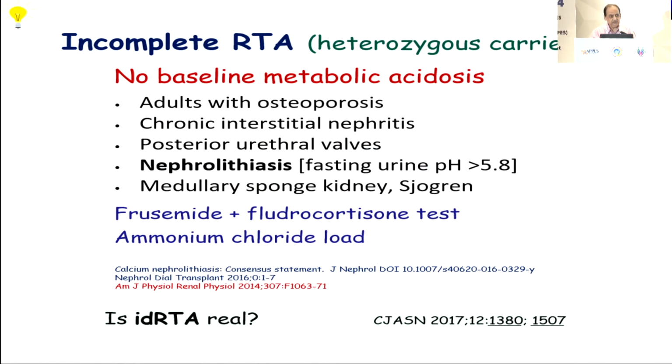What about incomplete RTA? Now, is this a disorder that's worth mentioning? If you read the older literature, clearly it's a disease in which you would suspect, based on what is listed here, adults with osteoporosis, obstructive uropathy, patients who've got stones, and you've got a high urine pH. So they do not manifest metabolic acidosis, but they would have difficulty in acidifying urine when you load them with either ammonium chloride or if you do a fludrocortisone test.